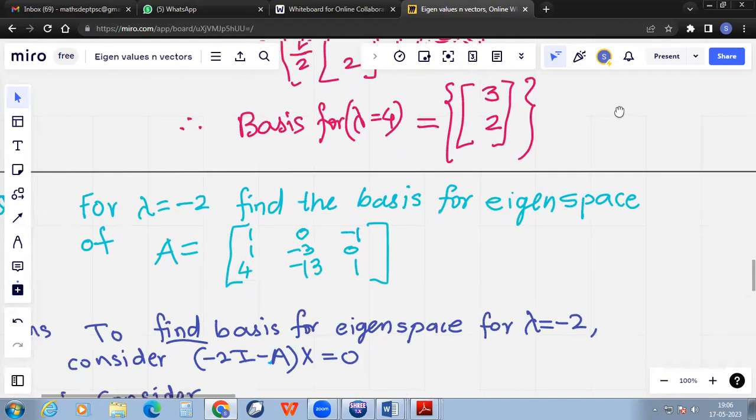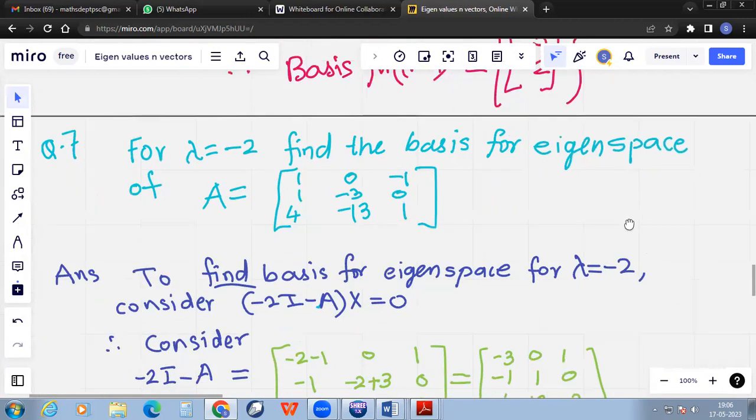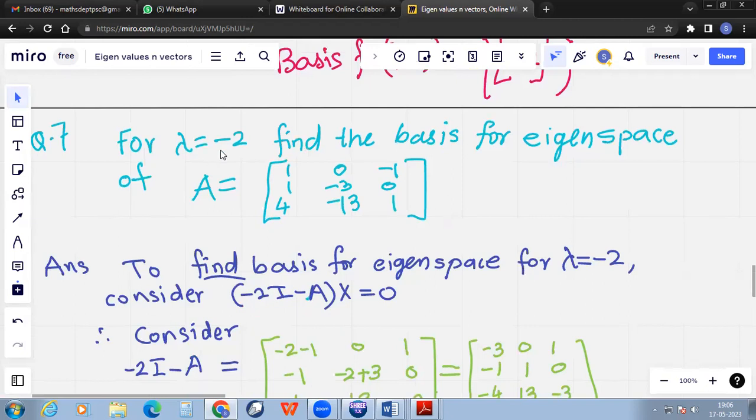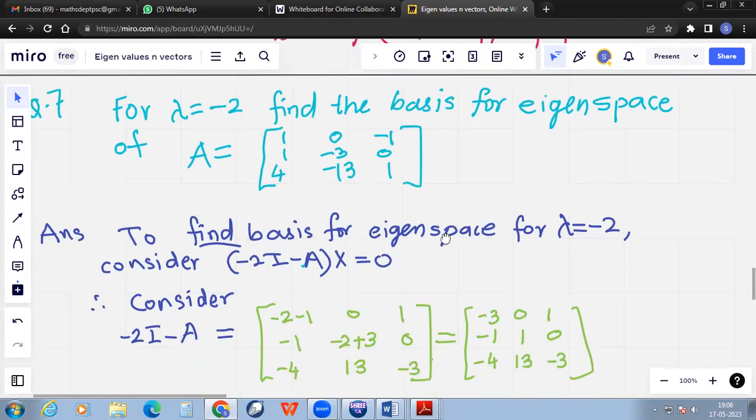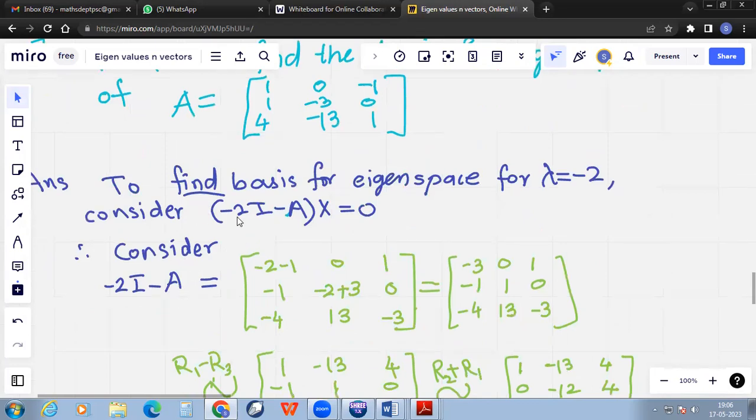Now one more question let us deal with. Here λ is given to be minus 2, and we are asked to find the basis for the eigenspace of A equal to this matrix. As we did earlier, same thing we are going to do. We'll put λ equal to minus 2 and solve the homogeneous system. So we solve the system (−2I − A)x = 0. Here, because λ is negative, I have shown how to calculate it once again. Actually, you all know, but this being a 3 by 3 matrix, I have solved it.